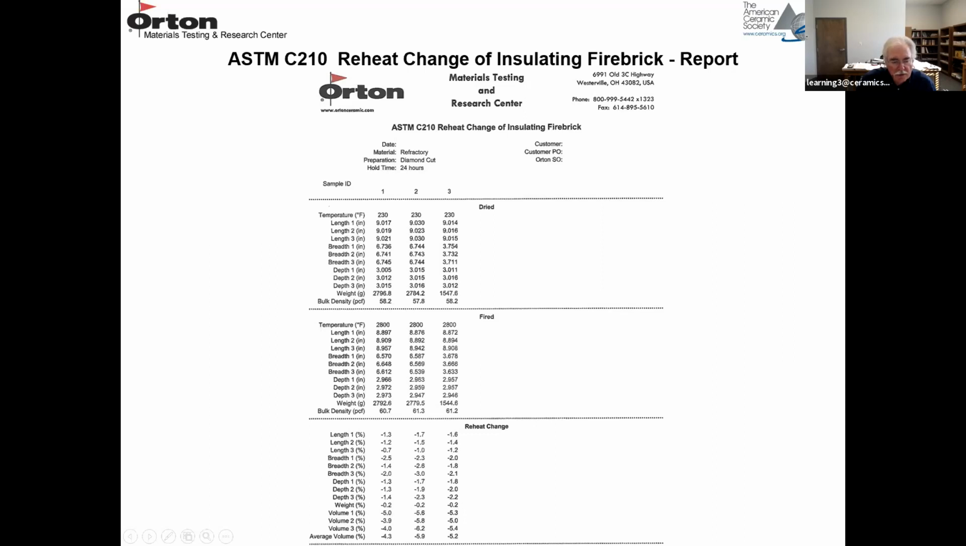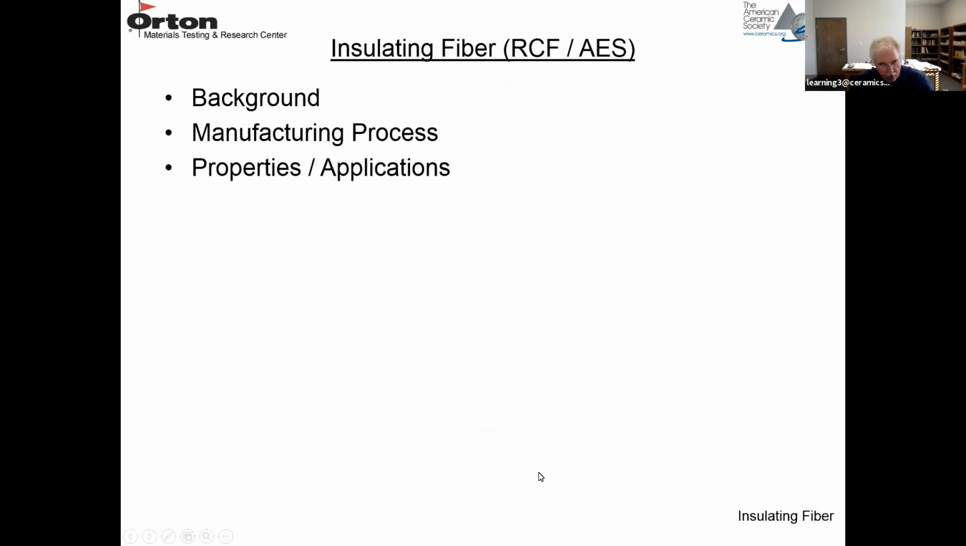So really you report the average volume change. There was a decrease in volume. And so this might be borderline for using at that temperature because the length changes were on the order of 1 to 2%. So that's a reheat test for characterizing the use limit for these IFBs.